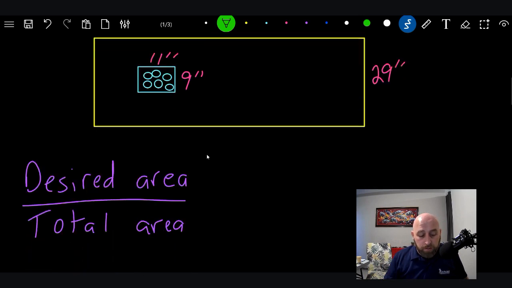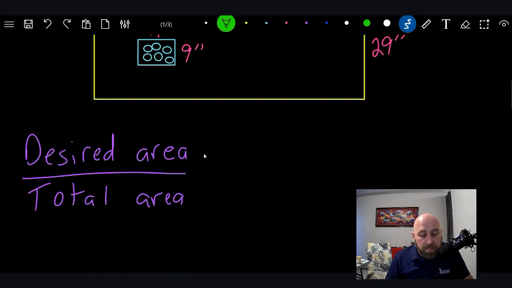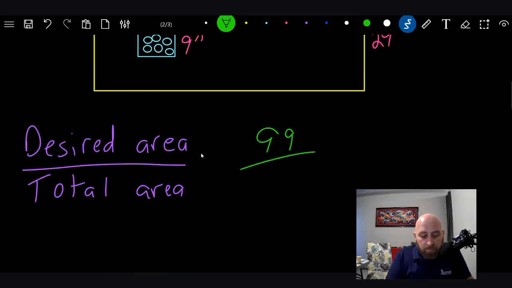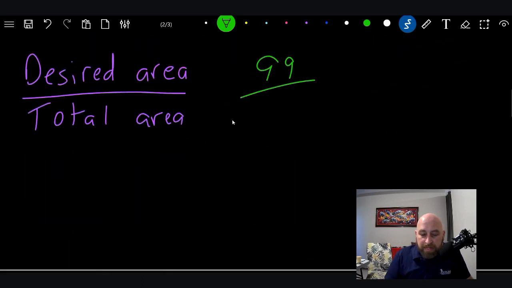Well, here's what we're going to do. The desired area, and sometimes it's not desired. Like, it's not desired that the leaf lands in the hamburger. Nobody wants a leaf on their hamburger. But in this case, we're still calling it the desired because that is what we're looking for. We're looking for those chances. That's the successful outcome. All right, so we'd put 99 over 2,088. Not 20,000, let's go 2,088.